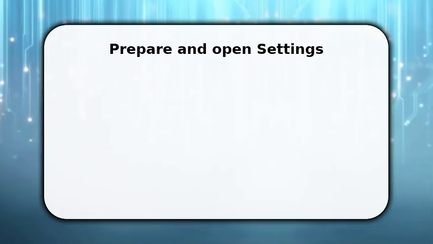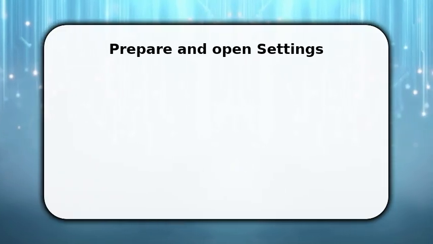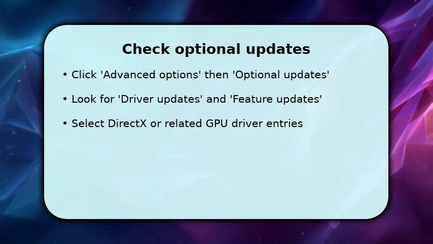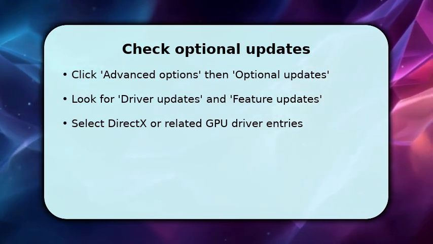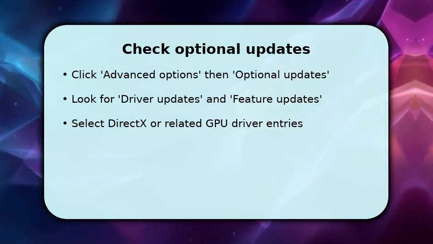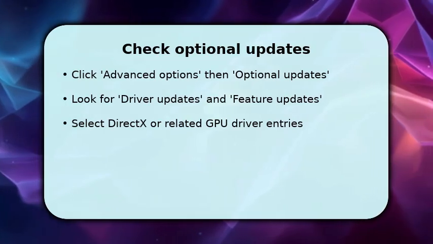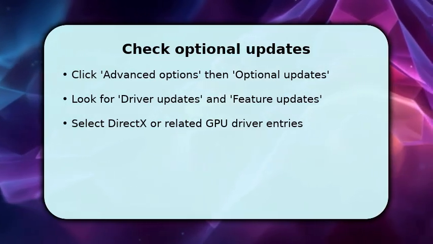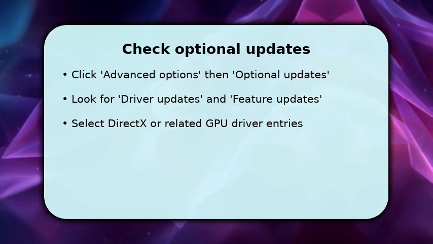So start the Update tool now, pause other downloads, and prepare to check for optional updates while Windows scans. You click Advanced Options and then Optional Updates to reveal driver packages that Windows hides during automatic updates. Once the list loads, scan for driver updates or feature updates that mention DirectX or Graphics Runtime. If you see a DirectX Runtime or Microsoft DirectX driver entry, select it.